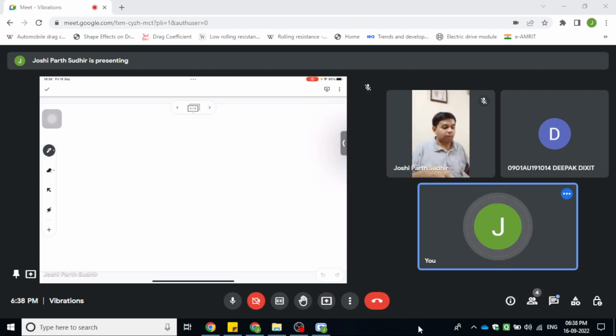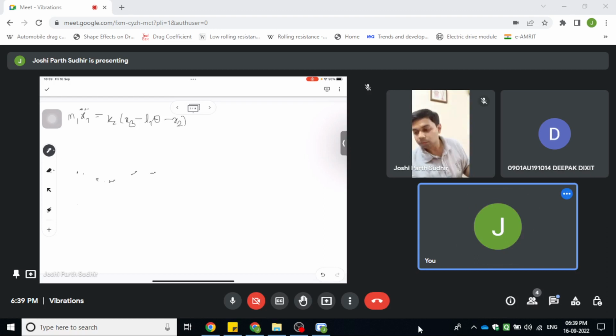So if we have to write the expanded form of the equation of motion, we will get m1 x1 double dot is equal to k2 into x3 minus L1 theta minus x2 plus c2 into x3 dot minus L1 theta dot, should be x1 actually, minus x1.